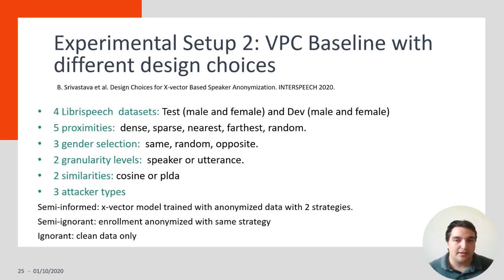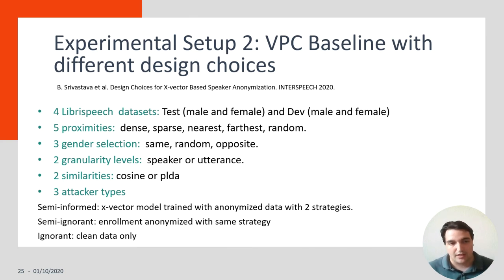We are going to use the VPC baseline with the work done in another paper of Interspeech where they studied different design choices for the X vector based anonymization method. So here we're going to have 4 datasets from Librispeech, so test, male and female, and dev, male and female. We're going to have different proximities, which is the way to select the region we're going to construct the target X vector that is going to be used for the anonymization. We have also policies for the gender selection. Is it same, random, or opposite? Different granularity levels of anonymization, and 2 different similarity measures, cosine or PLDA.